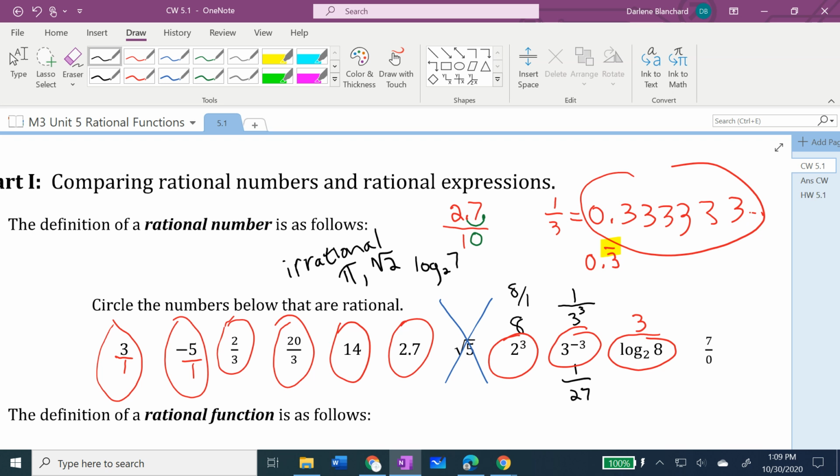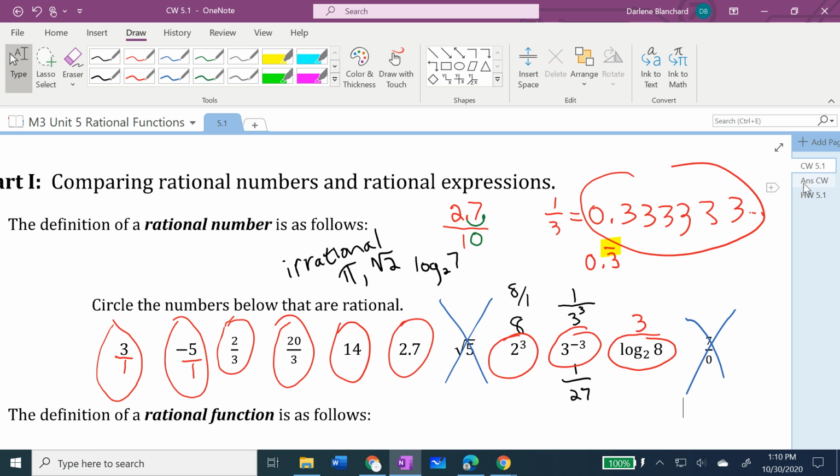It would have a non-patterned decimal string going on. Now, what about this last one? Rational? Yes or no? Good. Perfect. We cannot have divided by 0. Divided by 0, bad, bad. And so there you go.